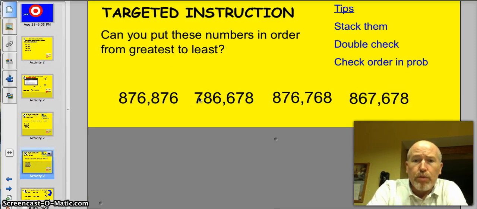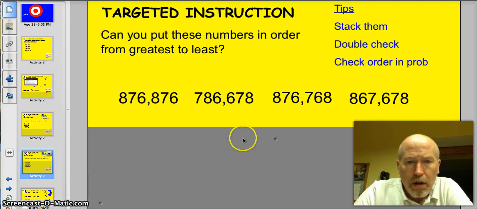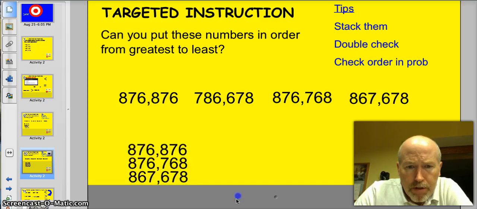Here's another set. Can you put these? Well, I'm going to let you read the directions. Go ahead. I'm back. All right, let's see. How'd you do? Here's the way I did them.